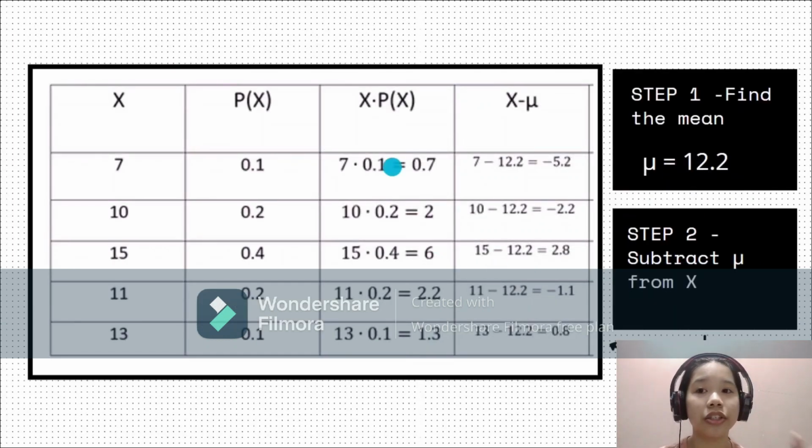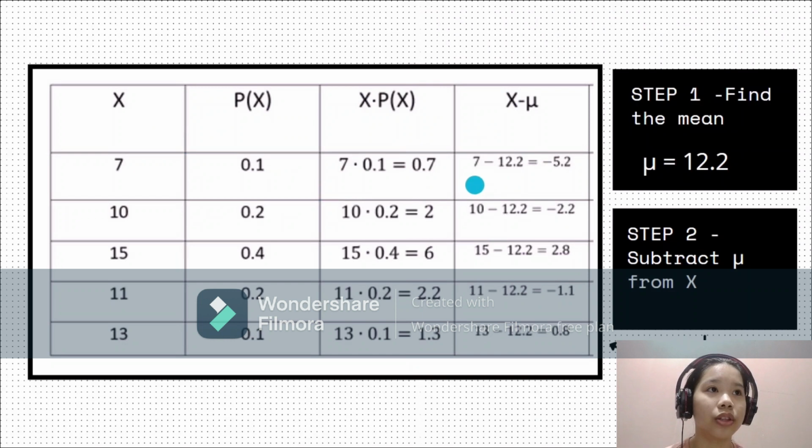So in the given situation, we have determined the value of the mean. Now we're going to determine the value of the variance. So step 1 in determining the value of variance is to find the mean. We're done in finding the value of the mean, so we're going to follow step 2. Step 2 is to subtract the mean from the x. So we're going to subtract the mean from the random variable. It will be represented by x minus mean.